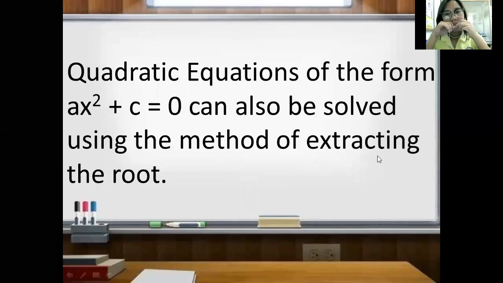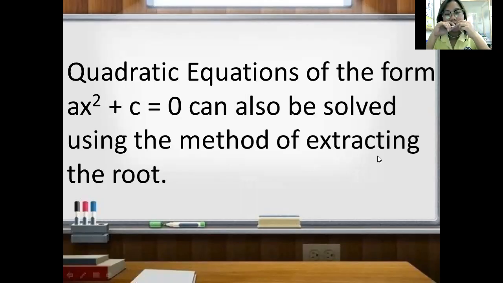Hi, grade 9 students. So last time we discussed solving quadratic equations by extracting the roots, in the form x squared is equal to c. Always remember that we follow x squared is equal to c for us to extract or find the roots of the equations. Now, quadratic equations of the form ax squared plus c is equal to 0 can also be solved using the method of extracting the root.